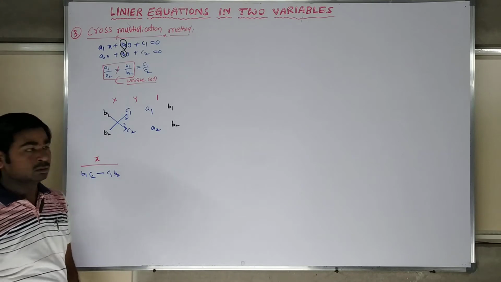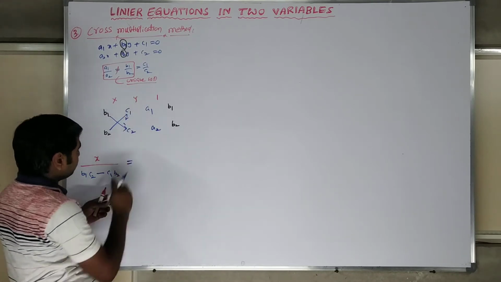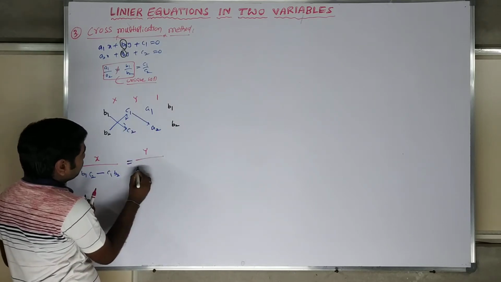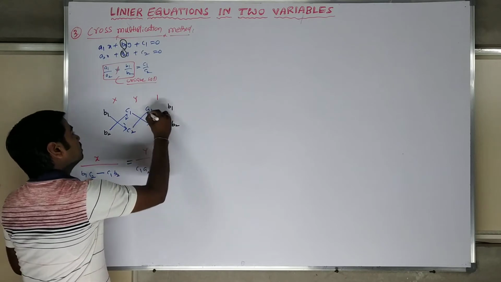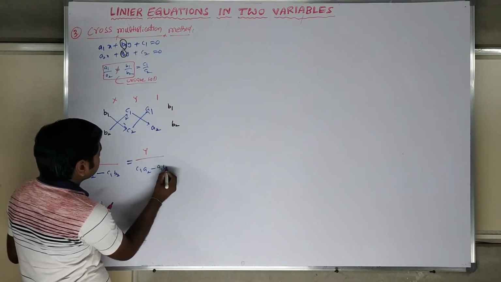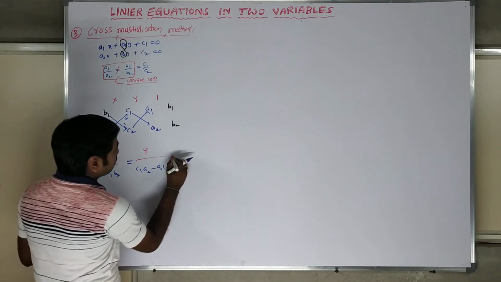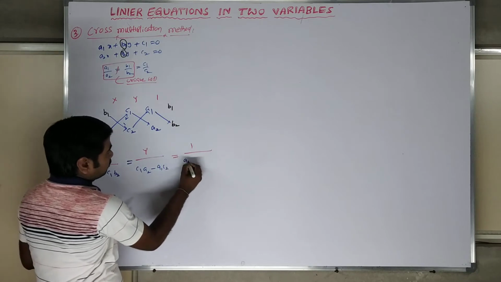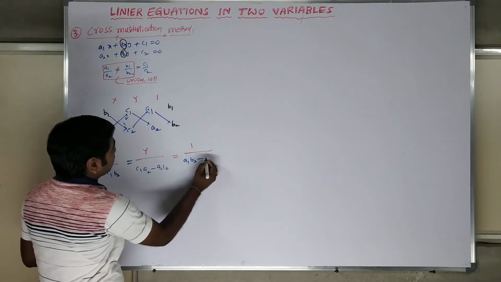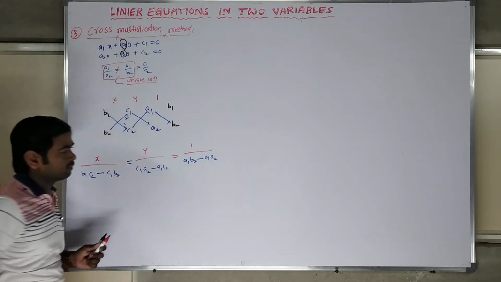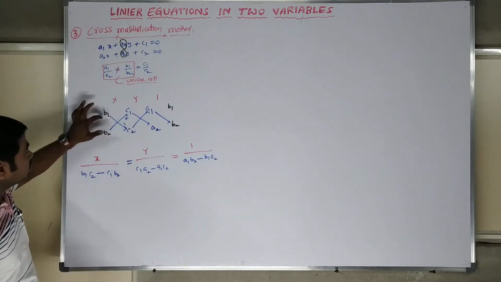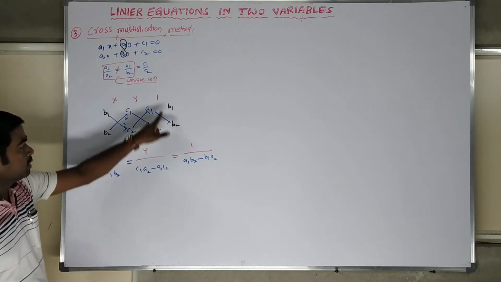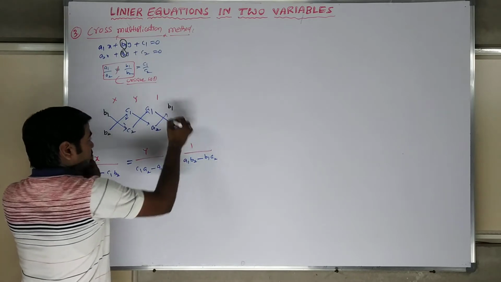c1 b2. And after is equal to, next go for y: y by the same thing, you write c1 a2 minus, the second one, a1 c2. Then equal to the constant term 1 by, you multiply a1 b2 minus b1 a2, or a2 b1. This is the case. So first, x by these two multiplied minus this one, is equal to y by this, and equal to 1 by this.